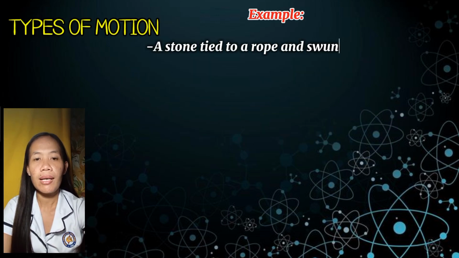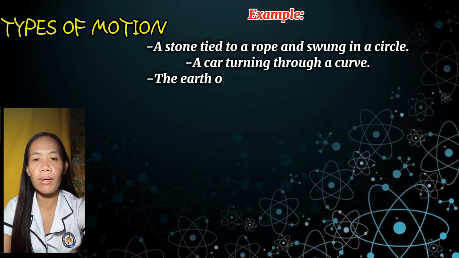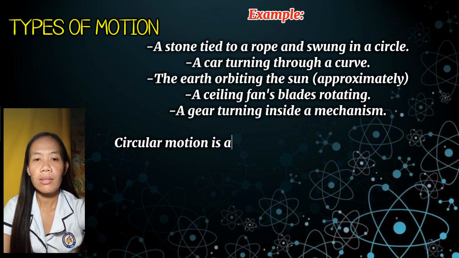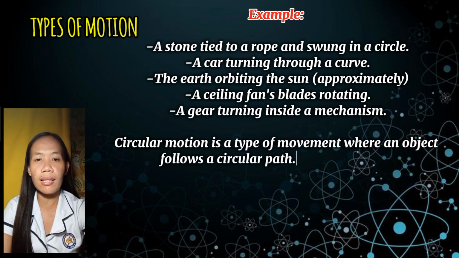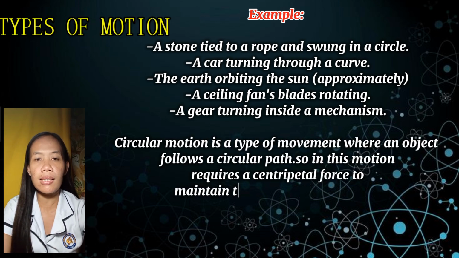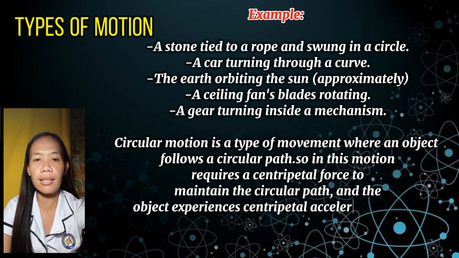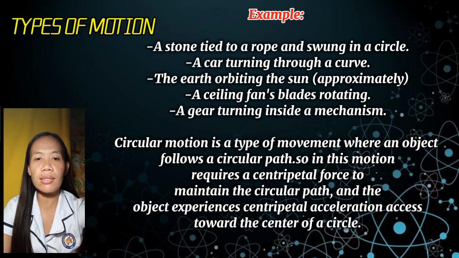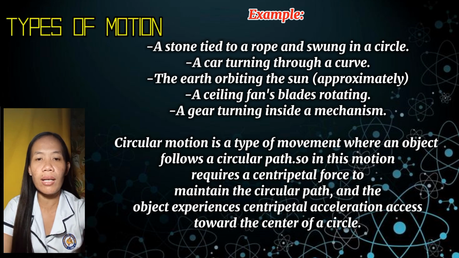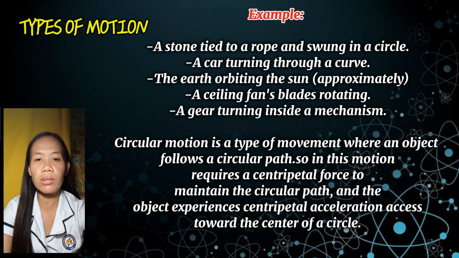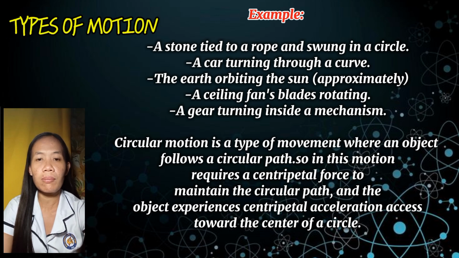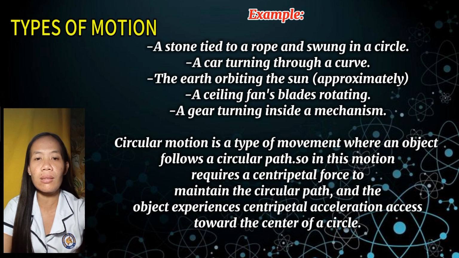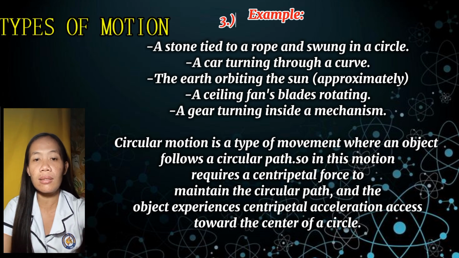Examples: a stone tied to a rope and swung in a circle; a car turning through a curve; the earth orbiting the sun, approximately; a ceiling fan's blades rotating; and lastly, a gear turning inside a mechanism. So circular motion is a type of motion where an object follows a circular path. This motion requires a centripetal force to maintain the circular path, and the object experiences centripetal acceleration directed towards the center of the circle.